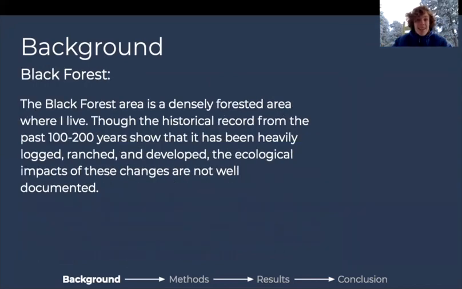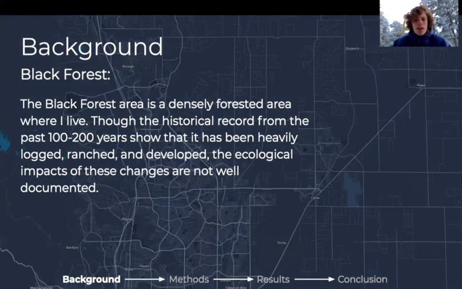So, as I said, I live in Black Forest. The reason I wanted to study Black Forest is, first off, it's in my backyard. But second, it's super cool because it has a ton of historical data. In the 1860s and 1880s, it was massively logged, and that was its main source of income. Then it was used more for cattle and ranching. But now, in the 1990s and 2020s, it's being used for residential housing and stuff like that. So there's a lot of historical data, but it doesn't have the ecological impacts of these changes.